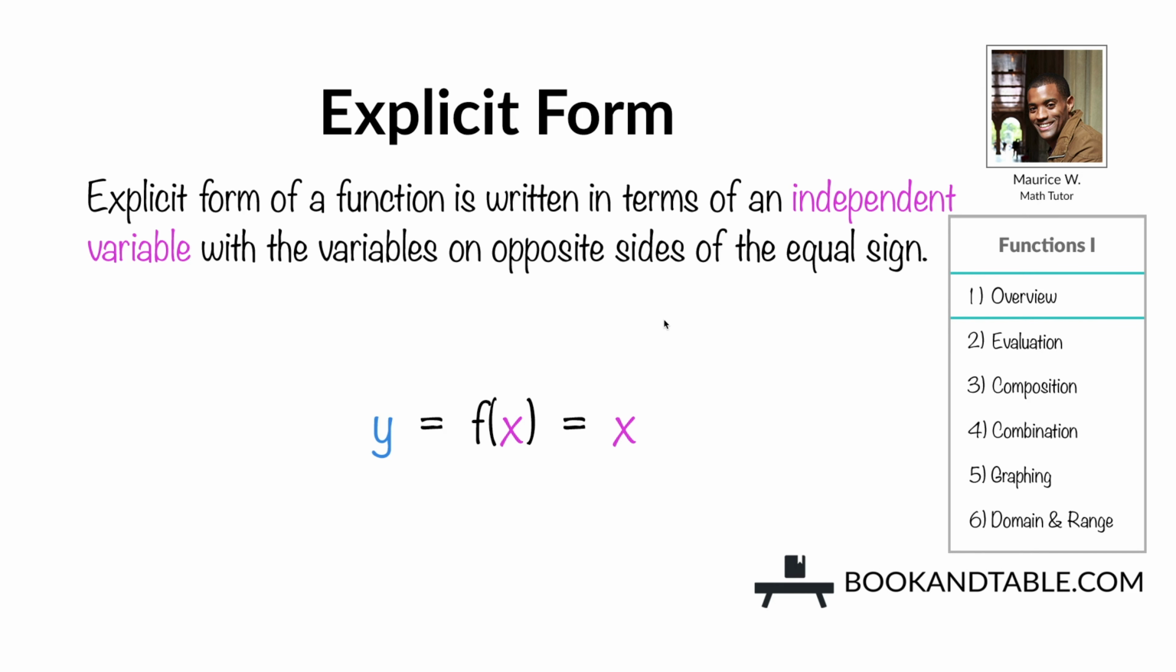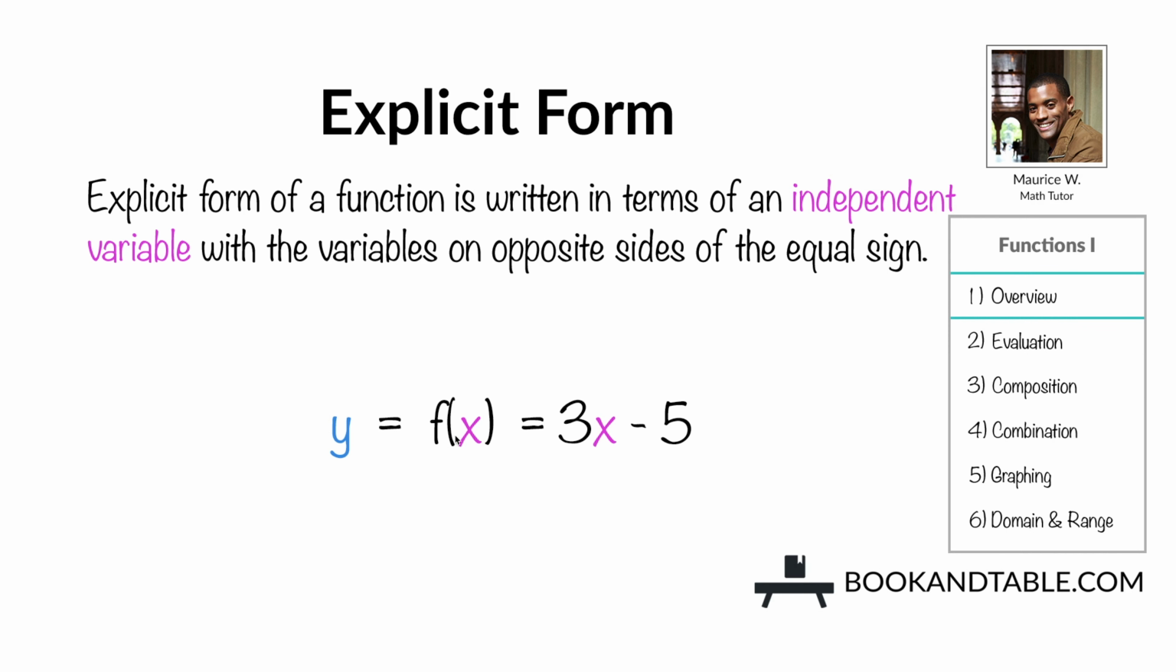Let's now take a look at explicit versus implicit form. Explicit form of a function is written in terms of an independent variable, in this case our x, with the variables on opposite sides of the equal sign. So we have y, which is equal to f of x. So y is the result of plugging x into the function f, and x is our independent variable. But we can also have y is equal to f of x, which is equal to x plus 2. So we plug in a value for x, and the output will be y. This is explicit form. Our y and our x are on opposite sides of the equal sign.